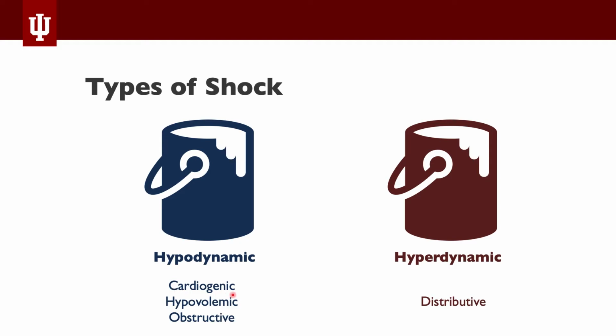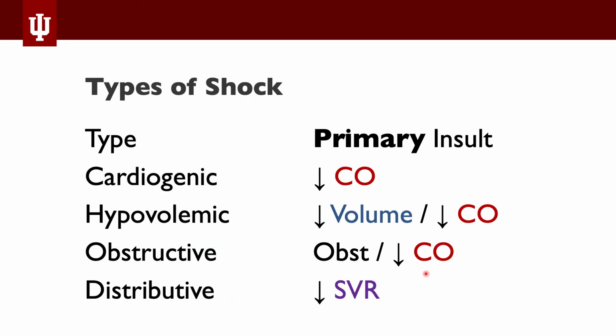This includes cardiogenic shock, where the pump doesn't work, hypovolemic shock, where the pump doesn't have anything to pump through, where there's not enough blood for the right and left ventricle to pump, or obstructive shock. I think hyperdynamic is distributive shock. These are things like septic shock or anaphylactic shock, and these have a high cardiac index.